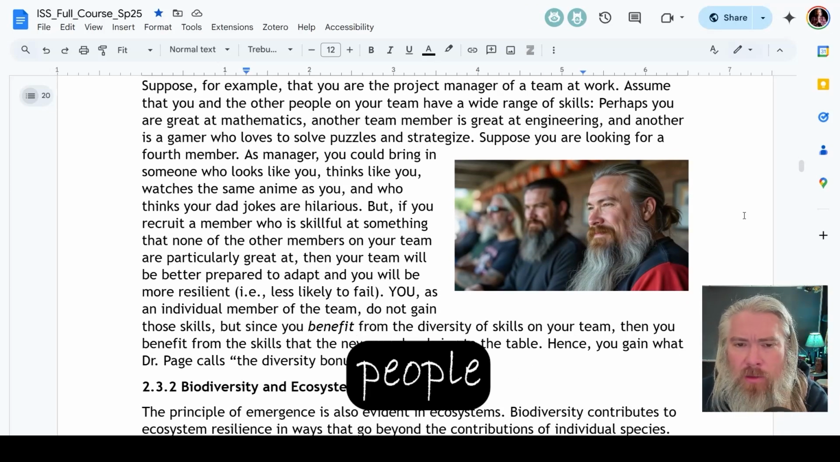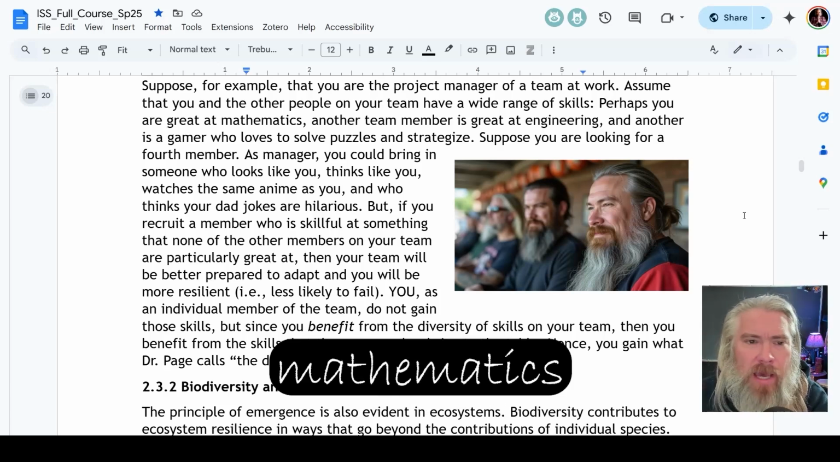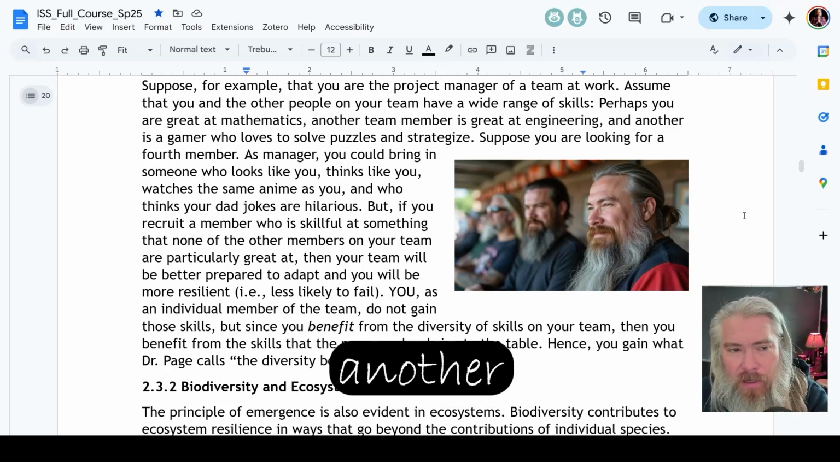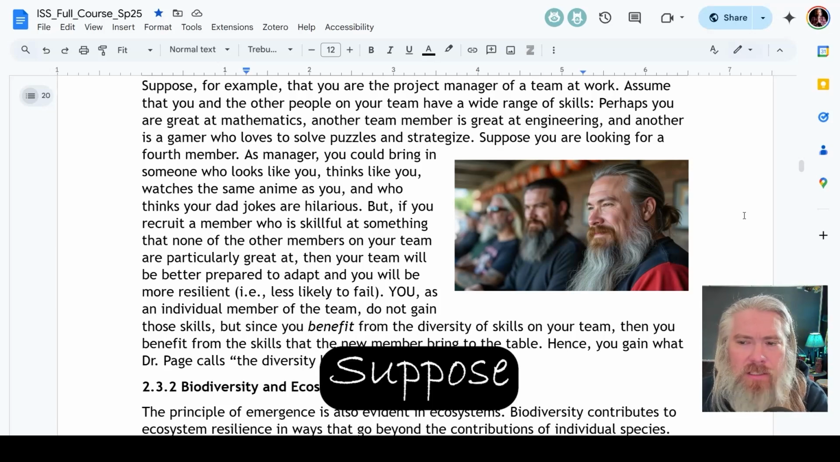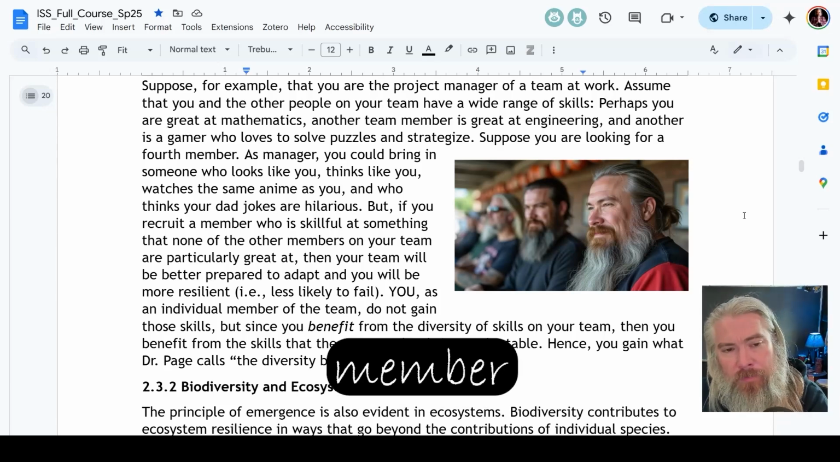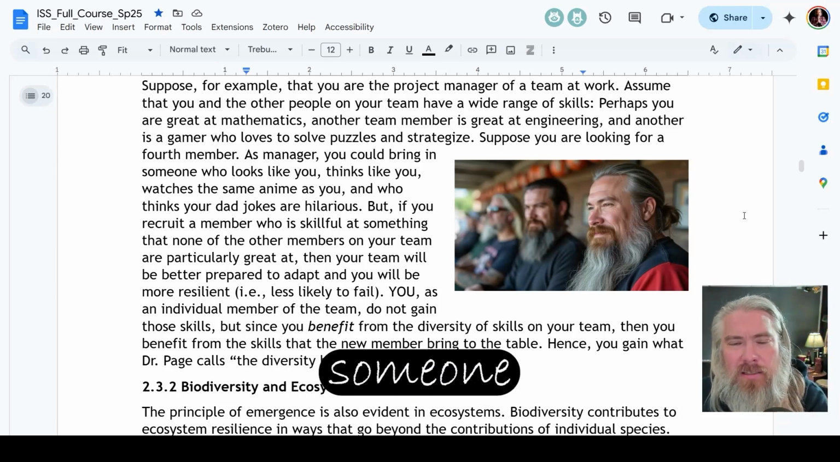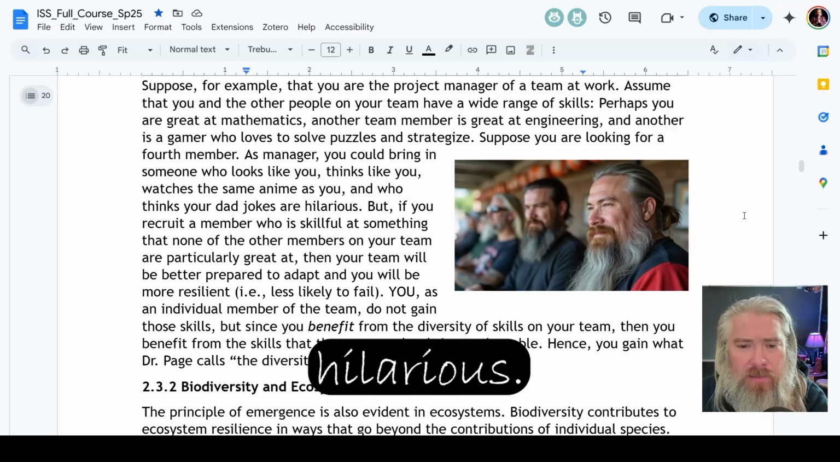Assume that you and other people on your team have a wide range of skills. Perhaps you're great at mathematics, like Scott Page. Another team member is great at engineering, and another is a gamer who loves to solve puzzles and strategize. Suppose you are looking for a fourth member. As manager, you could do what a lot of managers do, which is bring in someone who looks like you and thinks like you and watches the same anime as you and who thinks that your dad jokes are hilarious.